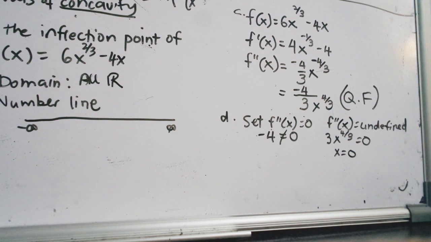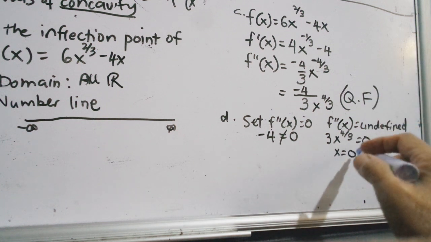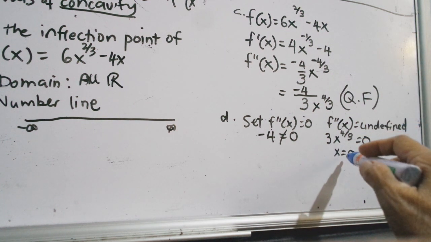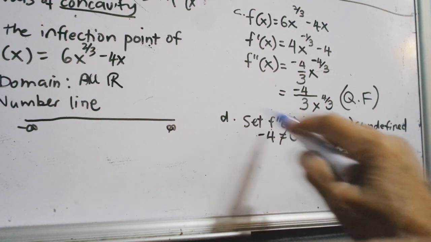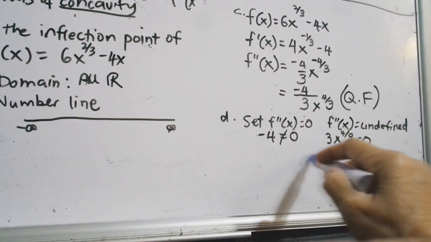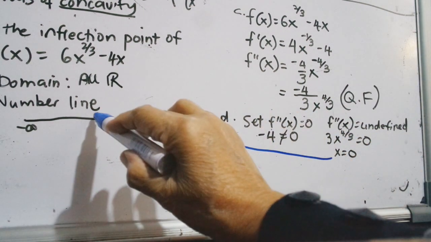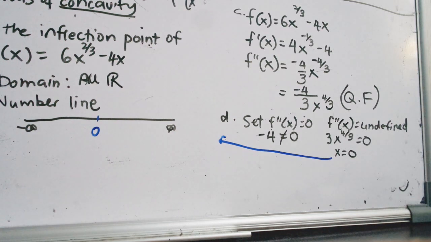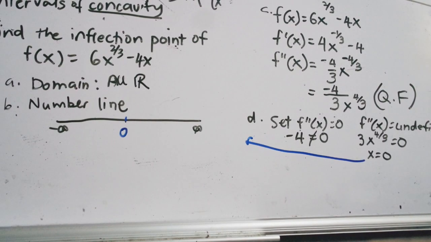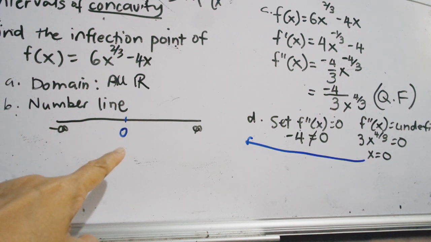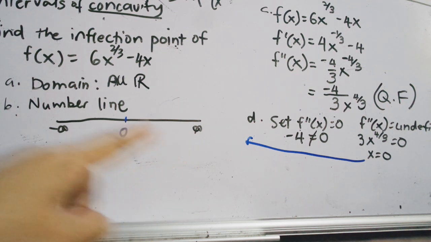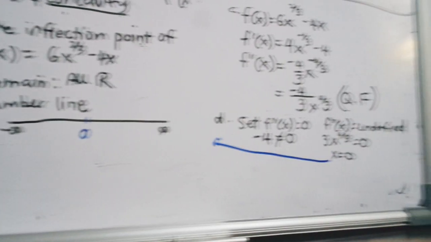So what do we do with the 0? Any point we get from here is where the double prime is undefined, so we put that onto the number line. 0 is here. How many intervals do we have? We have 2 intervals: minus infinity to 0 is one interval, and 0 to infinity is another. So we set up the intervals.